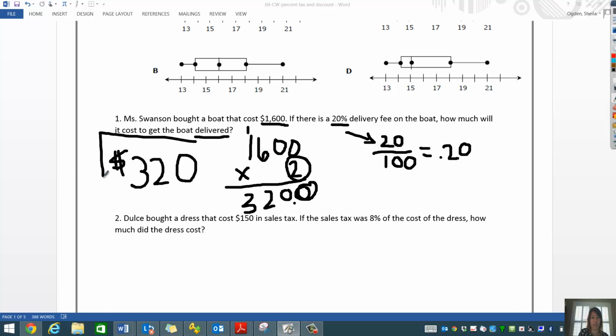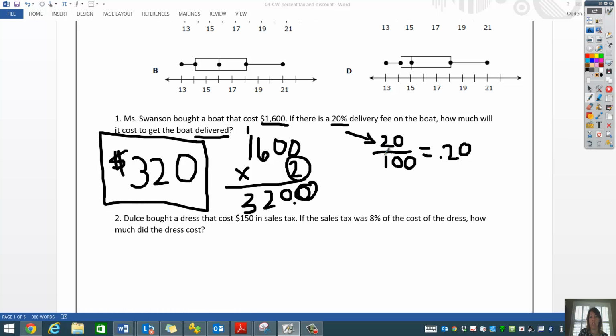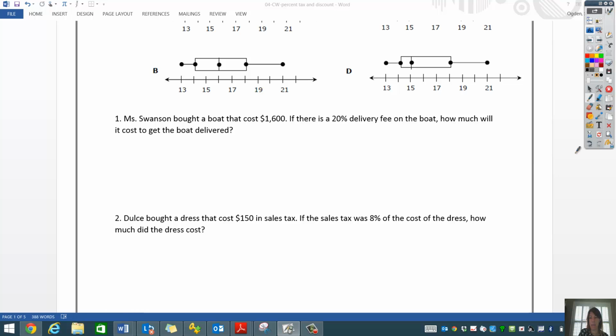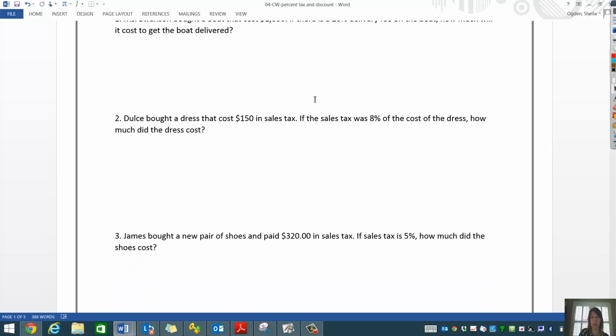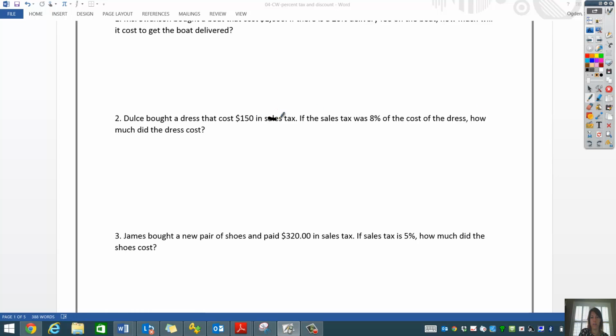So this is what we're looking at today. If you want to find the percent of a number, you can just convert to a decimal and multiply straight out like that. Now, for the second example, this goes back into what we were doing yesterday, where you had to go back and find the whole. It says Dulce bought a dress that cost $150. If the sales tax was 8%, how much will the dress cost in total?